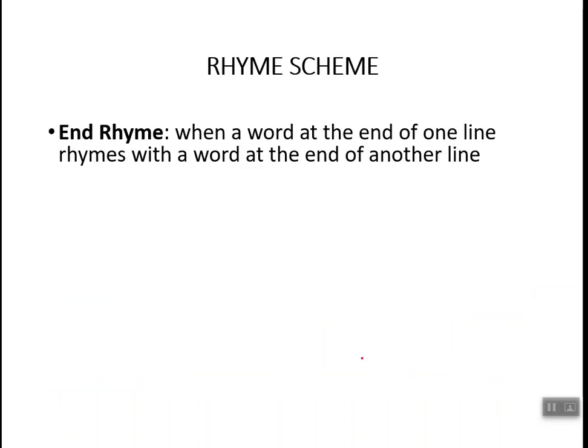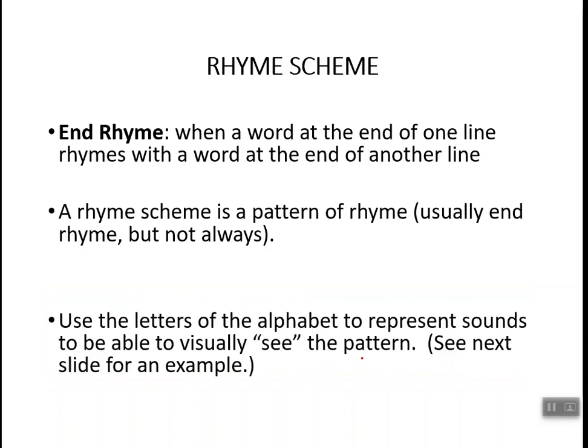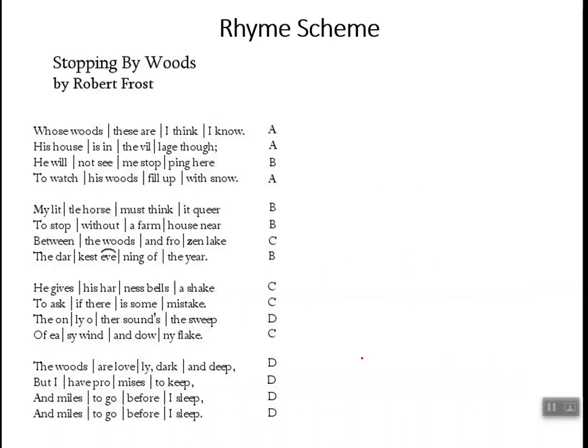A rhyme scheme is where we're looking at this third type of rhyme called end rhyme. End rhyme is when the word at the end of a line rhymes with a word at the end of another line. Rhyme scheme is a pattern of rhyme using the letters of the alphabet to visually see the pattern. So the example that I gave you before, A-A-B-A, B-B-C-B, C-C-D-C. So this has been marked out for us.